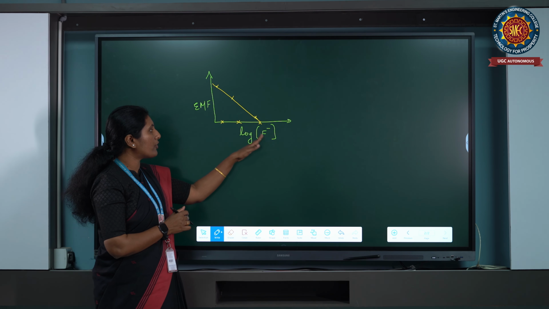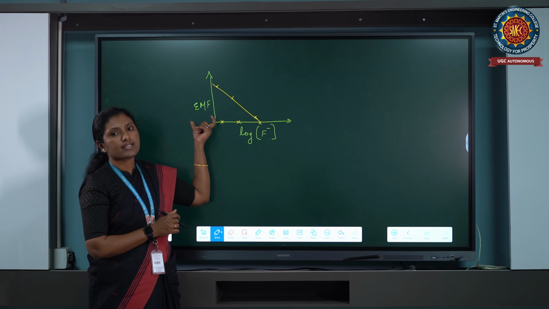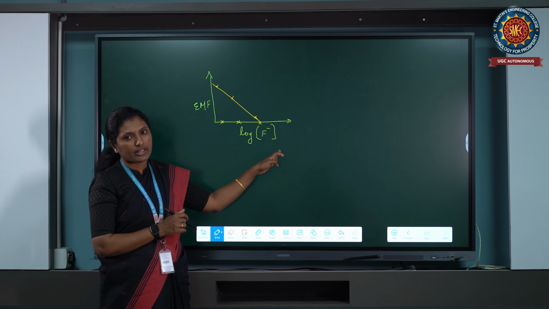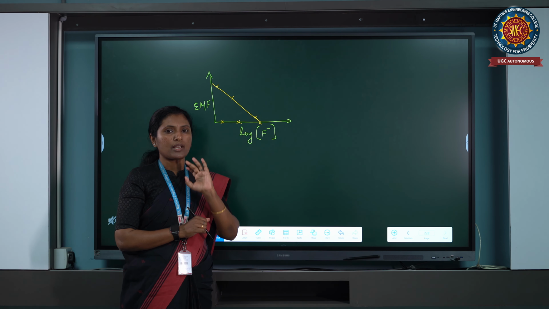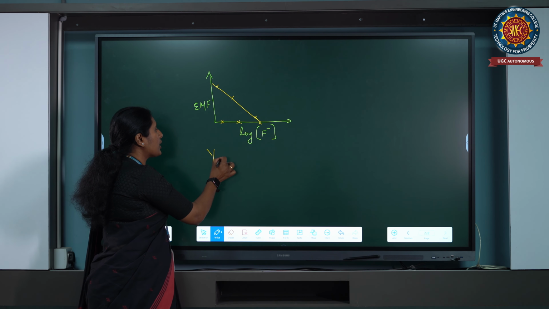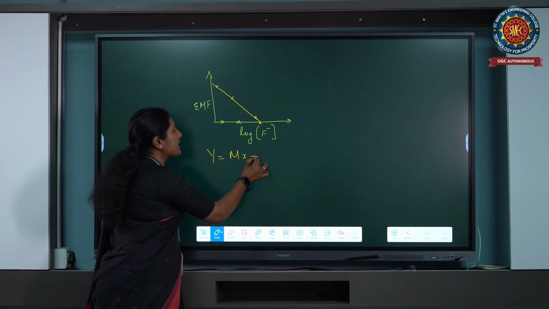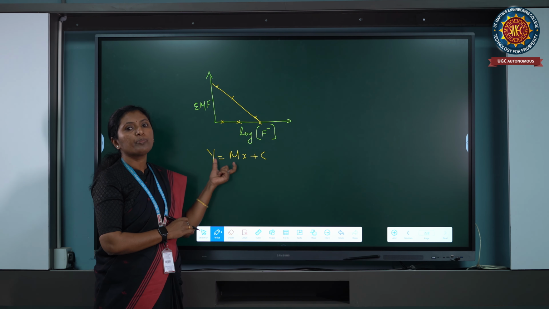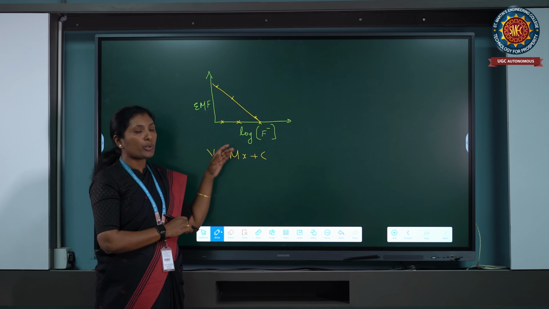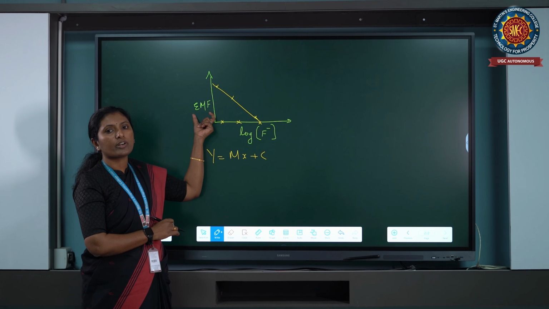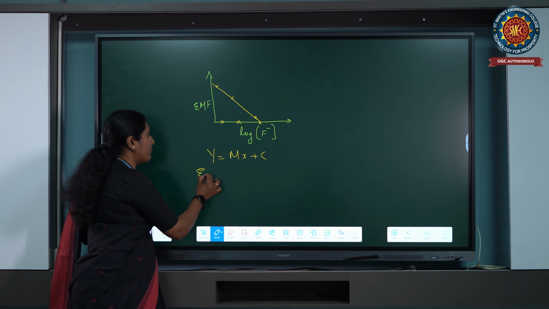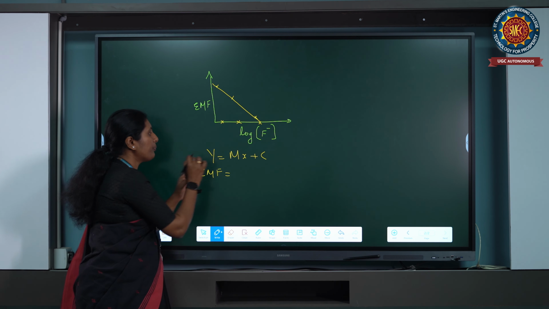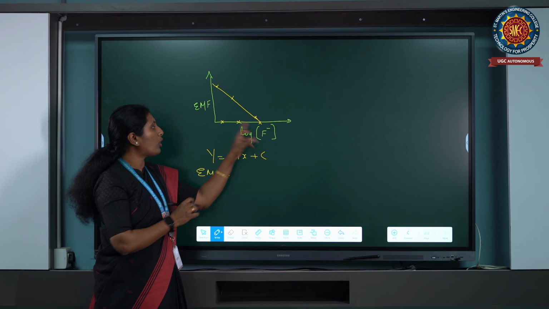So x-axis log of concentration of fluorine, y-axis EMF, then you will get a straight line. Now, simple mathematics I am telling you, y is equal to mx plus c. Okay, straight line equation is y is equal to mx plus c. So you can understand here what we took on the y-axis, that is EMF. EMF is equal to, x-axis what we took, log of fluorine.